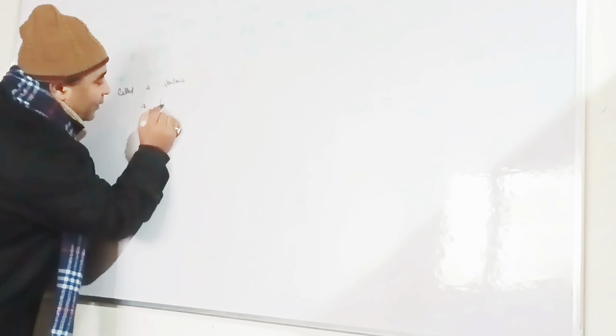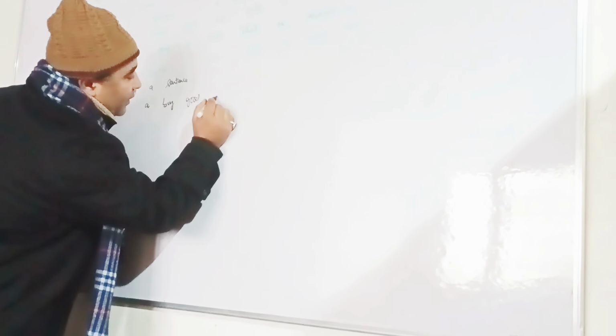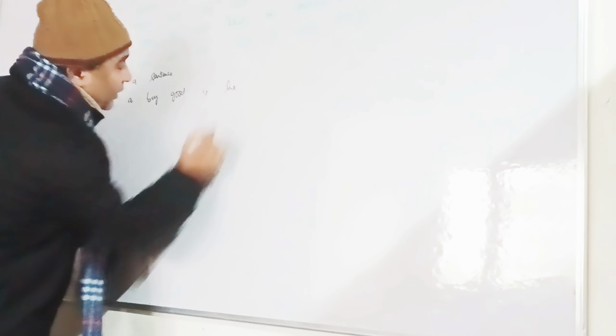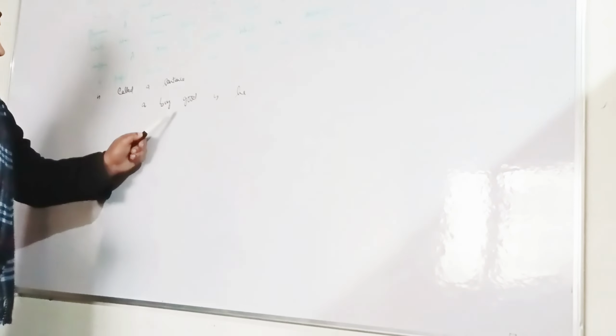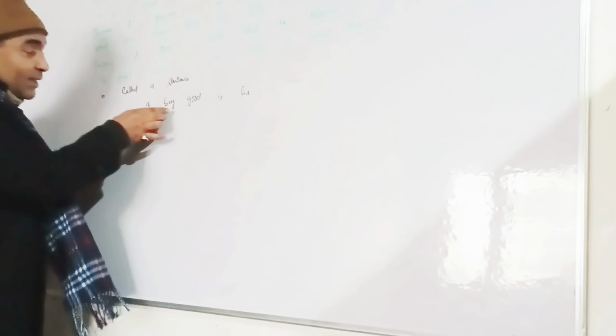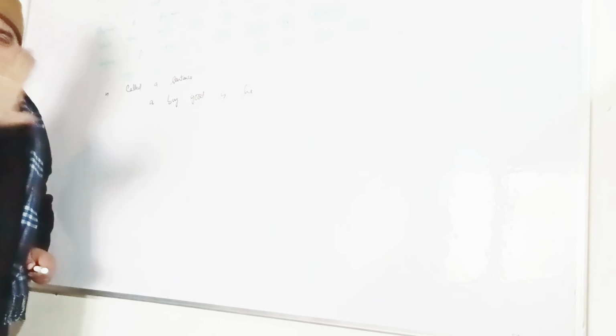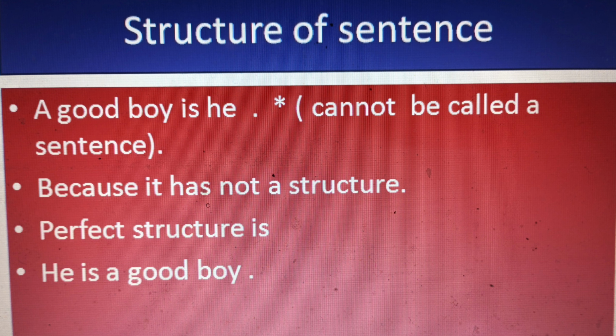Let us quote an example. A boy good is he. If you see, a boy good is he, these are a group of words. But can you call it a sentence? No. This cannot be a sentence. This cannot be called a sentence. Why? The biggest reason behind it is that it lacks two things.